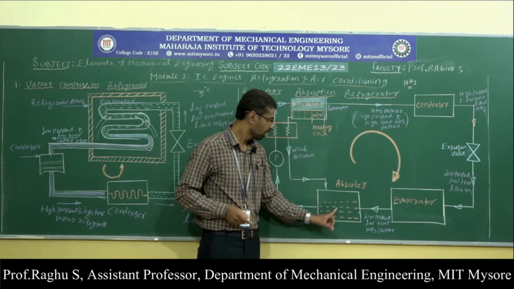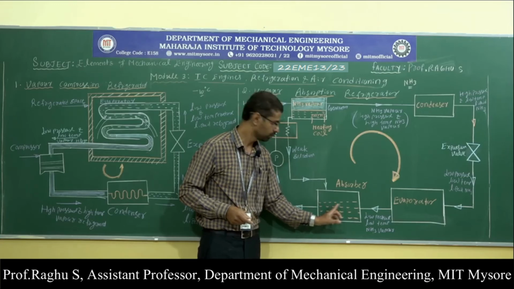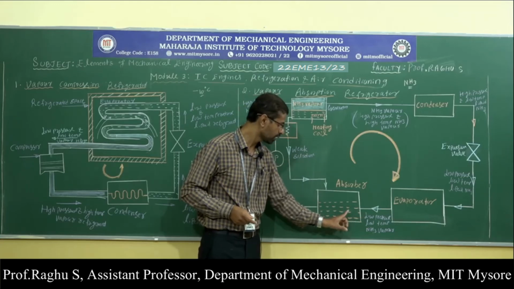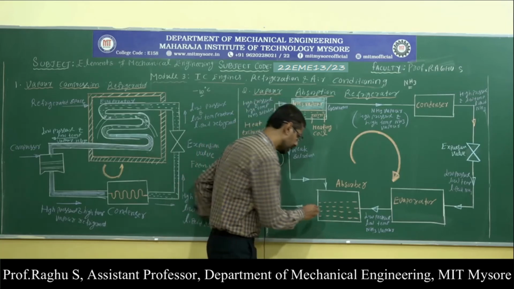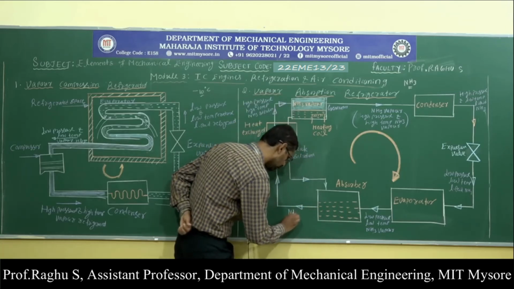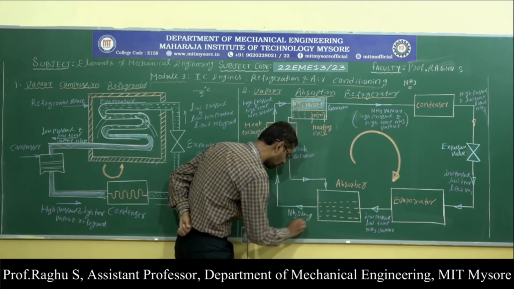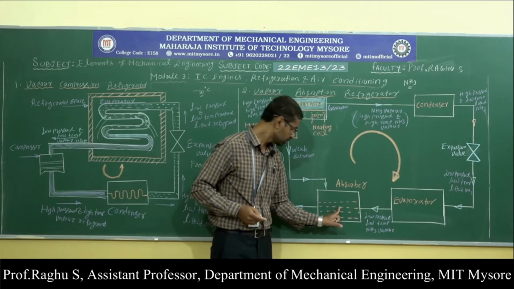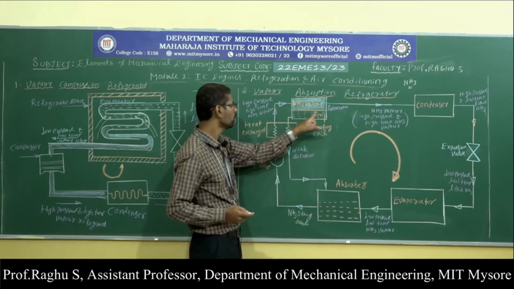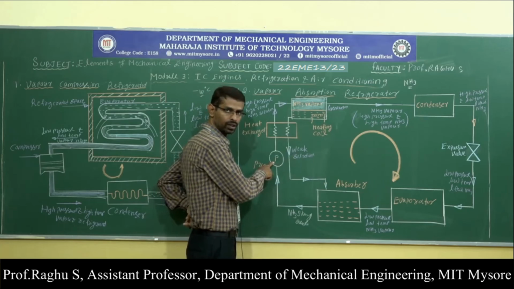In the absorber, we have a solution. The low pressure and low temperature vapor is dissolved in this solution. Therefore, we are getting strong ammonia solution, NH3 strong ammonia solution. Now this strong ammonia solution is pumped to the vapor generator with the help of a pump.